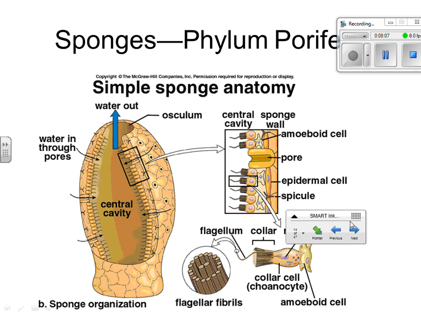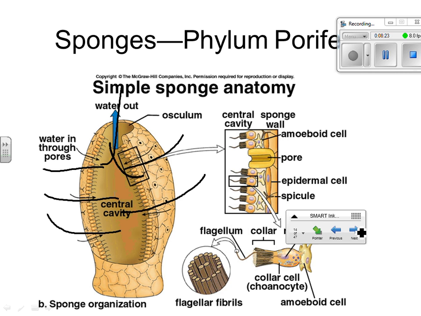All right, there's a picture. Remember, the way it works is that water comes in through the pores into this hollow opening in the middle. And that opening is lined with these cells called collar cells. They've got a little flagella. They're the filters. And once the water's been filtered, it goes out the top. And that top's called the osculum.